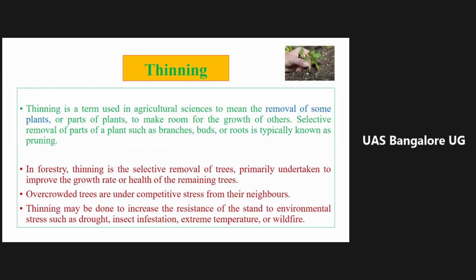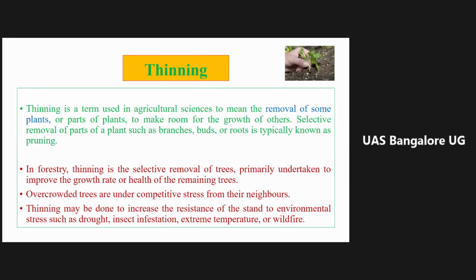Then coming to the thinning. Okay, this is very important. The tending operations in silviculture or forest stand. In general, thinning is a term used in agriculture sciences to mean the removal of some plants, or the parts of the plants, to make room or space for the growth of other crops or maybe trees. It is also the selective removal of parts of the plant such as branches, buds or roots. It is typically known as pruning.